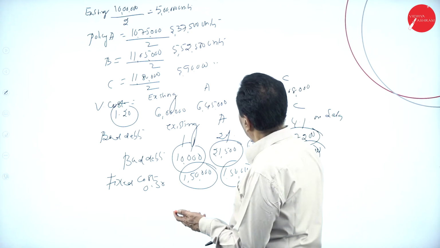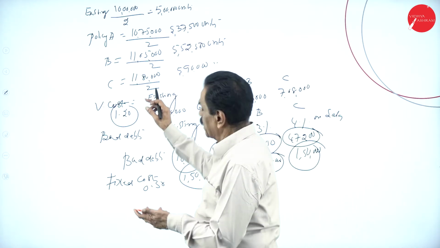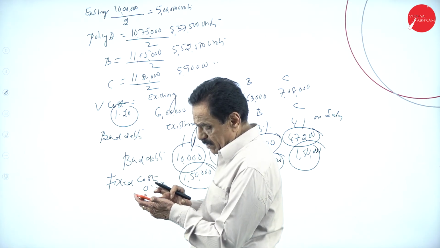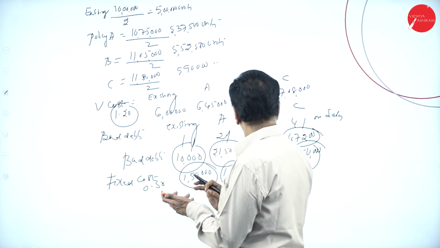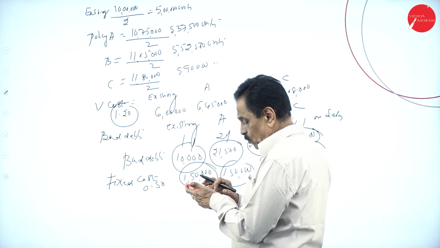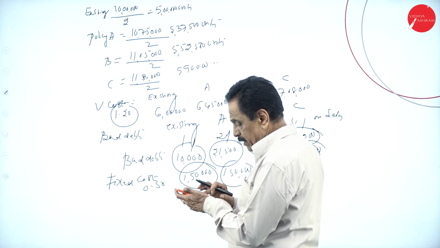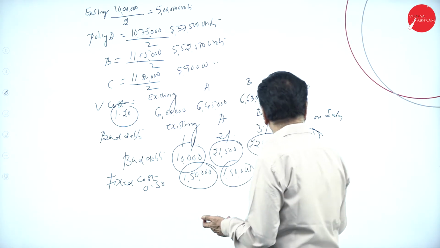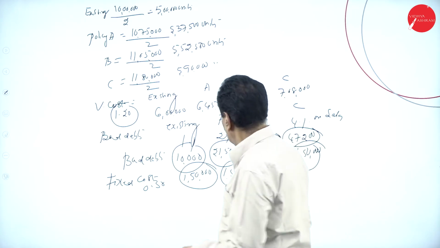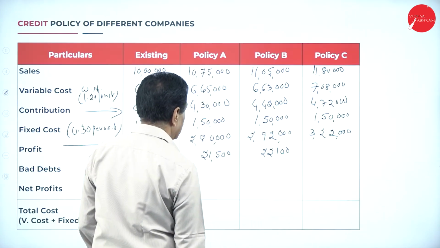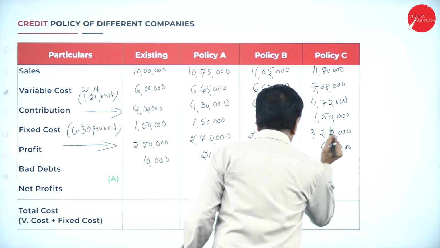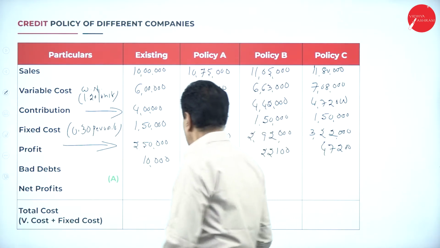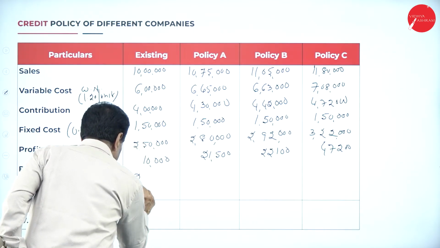Your sale is 5,90,000, 11,80,000. 80,000 into 4 divided by 100 is 47,200. Deduct the net profit. This is 2,40,000.